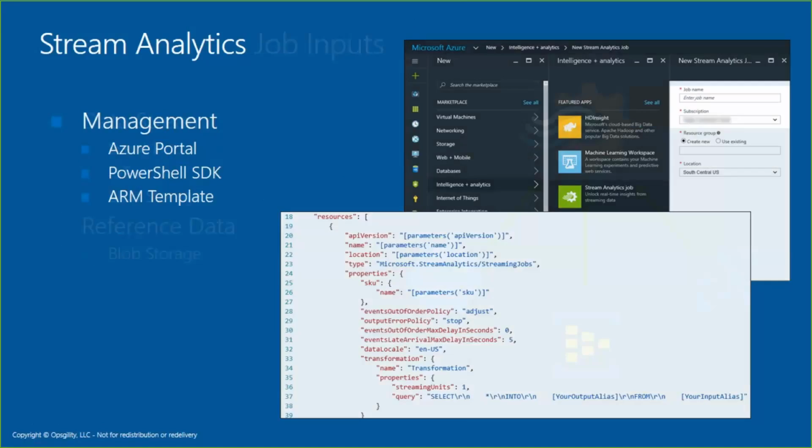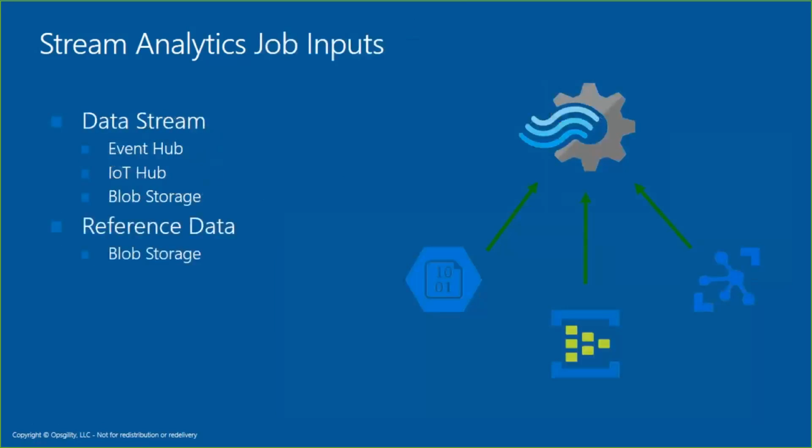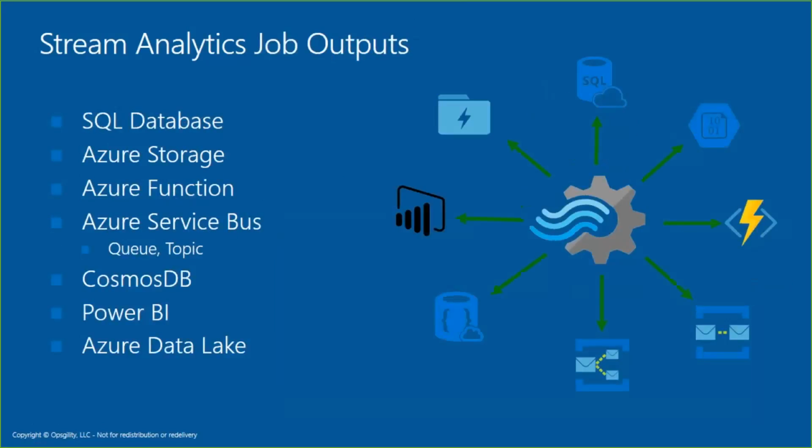Data stream, that is your input data stream, can be accepted on these three things which I told you. Okay, Event Hub, IoT Hub, or blob storage. Reference data is recommended to be stored on your blob storage. It's for lookup. Okay, and output can be on any of these formats: SQL database, Azure storage, Azure functions, service bus, Cosmos DB. I hope all these things should be familiar for you guys.